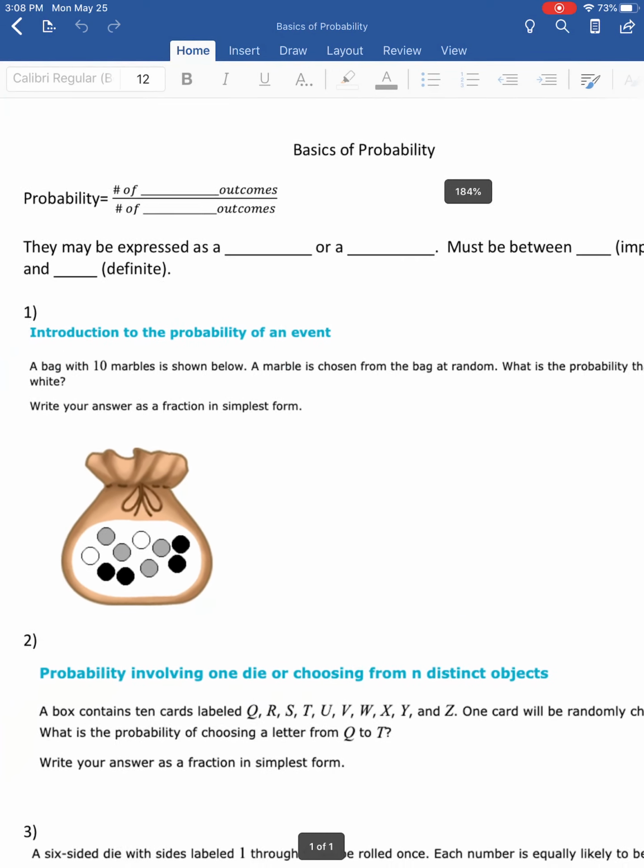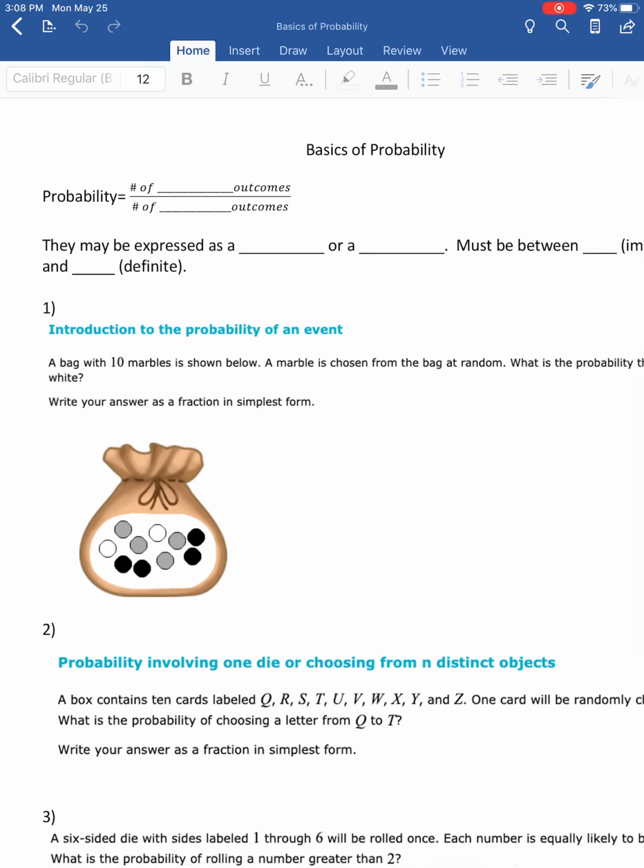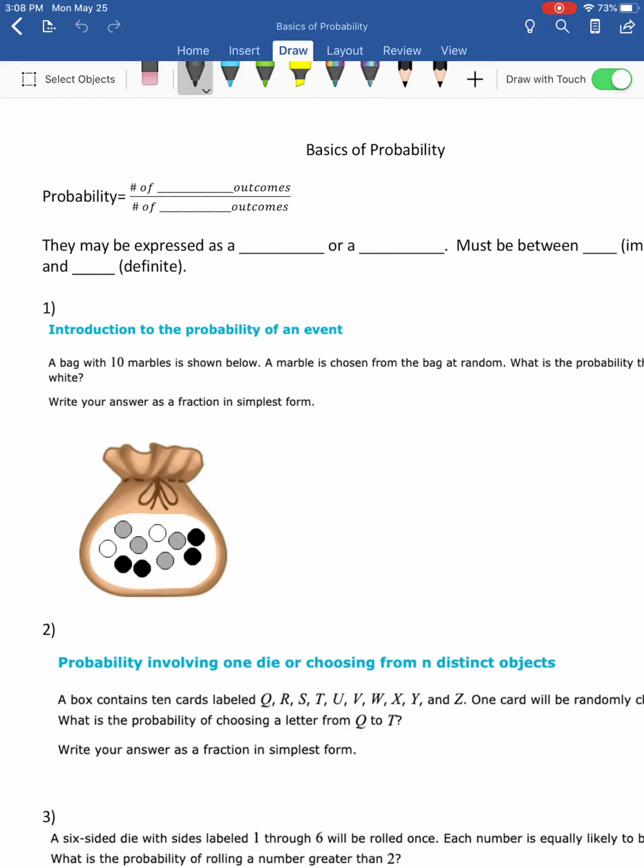Okay, so in this lesson, we're going to review the basics of probability. Our definition of probability is the number of favorable outcomes. Okay, and what favorable is depends on how the wording of the problem goes. Okay, over the total number of outcomes. So probability is just the number of favorable divided by the total number of outcomes.